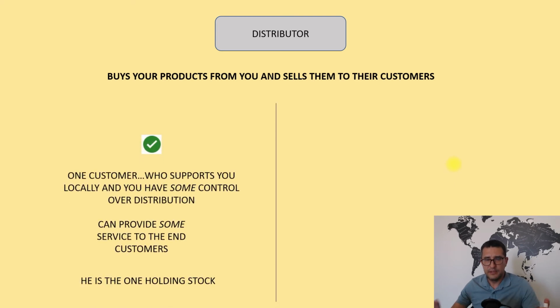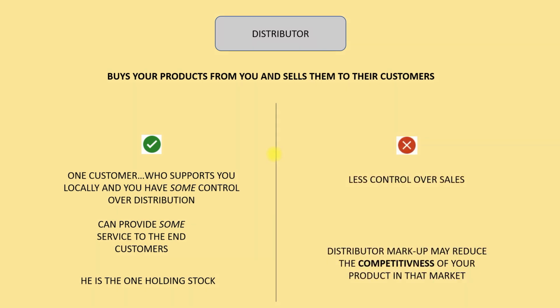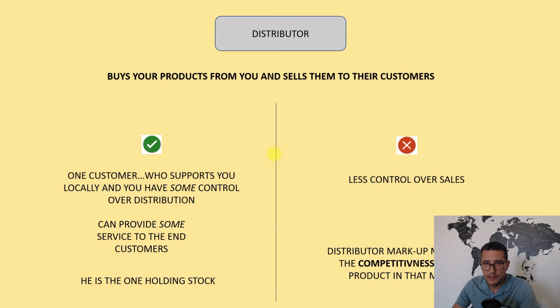In terms of pros, first you have one customer who theoretically should support you locally, and you have some control over distribution. The distributor also can provide some service to the end customers, and he is the one, as I was saying earlier, holding the stock, and generally market risks are carried by the distributor. Now, in terms of cons, here you have less control over sales, branding or promotion, and distribution markup may reduce the competitiveness of your product in that market.